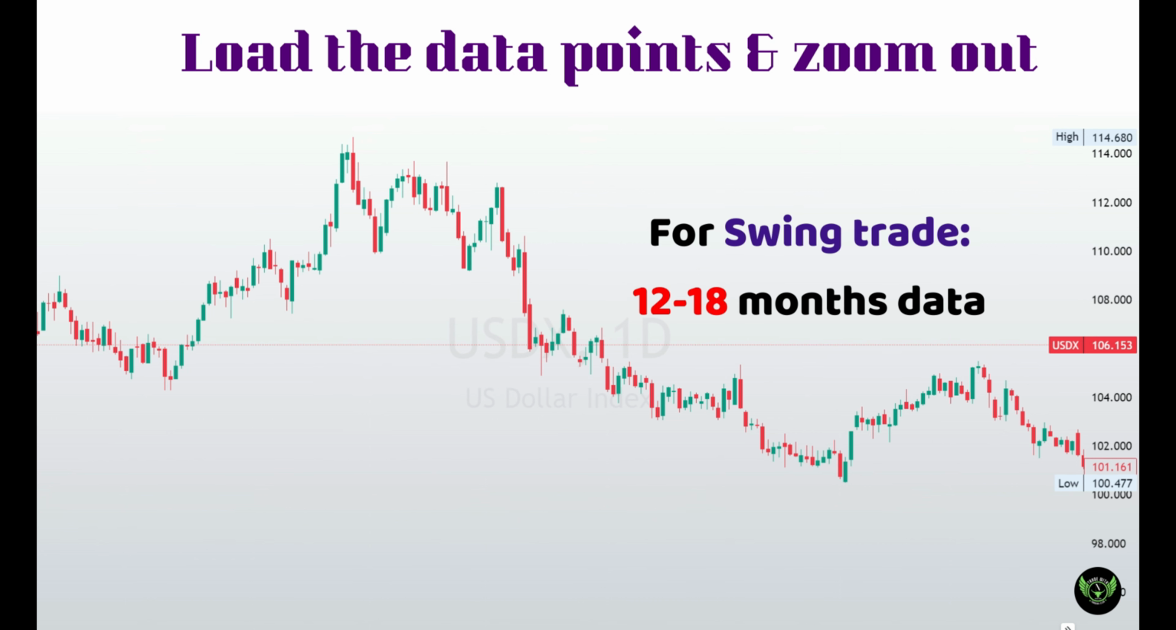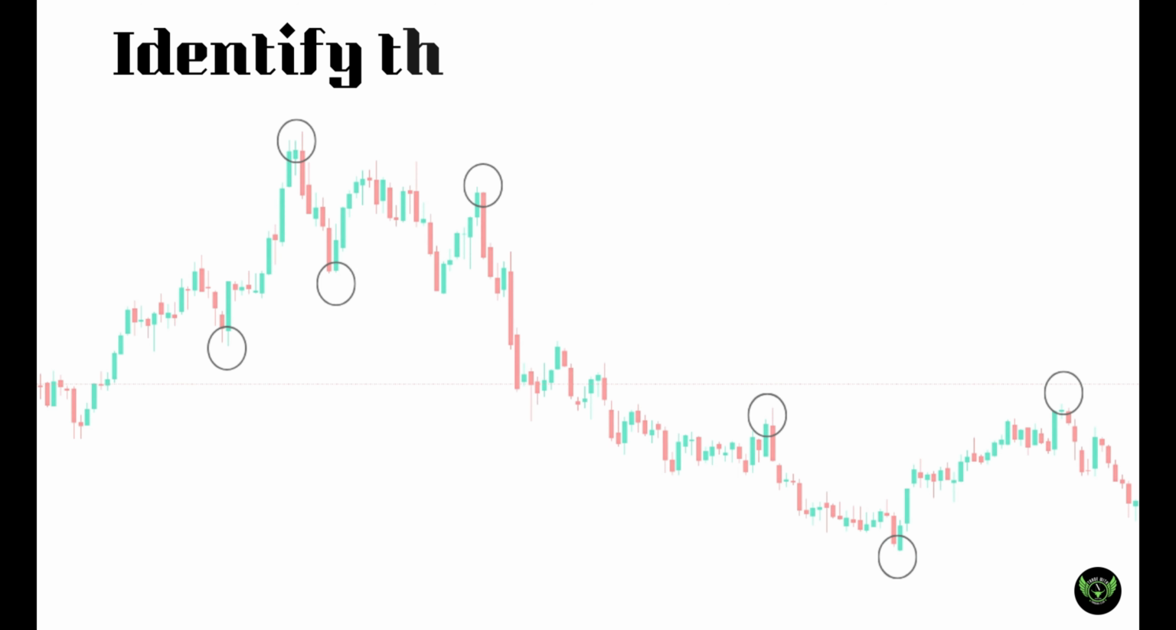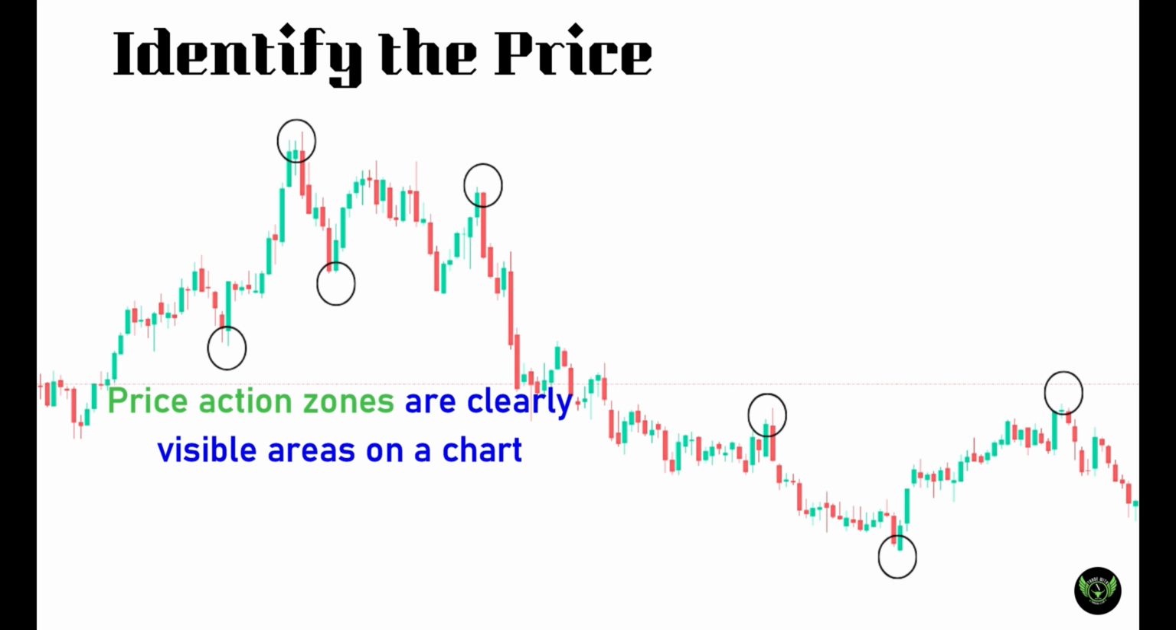So if your objective is to identify the short-term support and resistance for intraday trading, then you must load at least 3 to 6 months of data points. And if you want to identify the long-term support and resistance for swing or positional trades, load at least 12 to 18 months of data points. So when you load more data points, the chart looks more compressed.